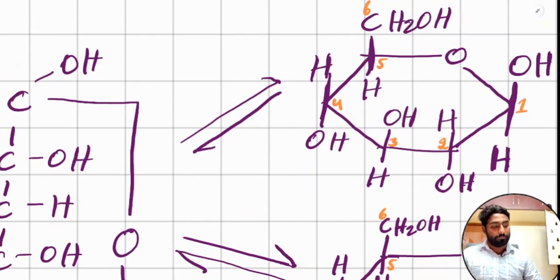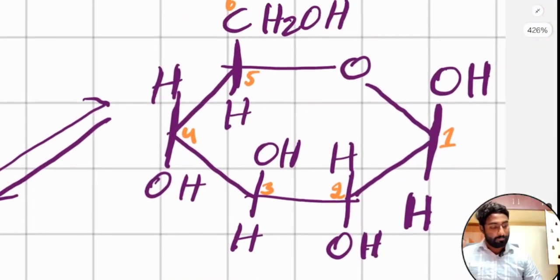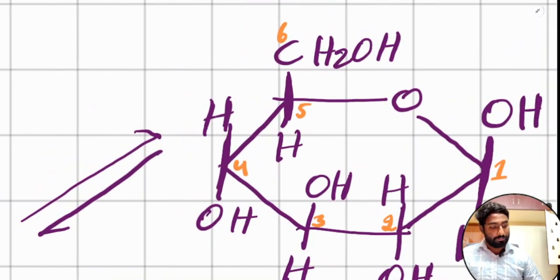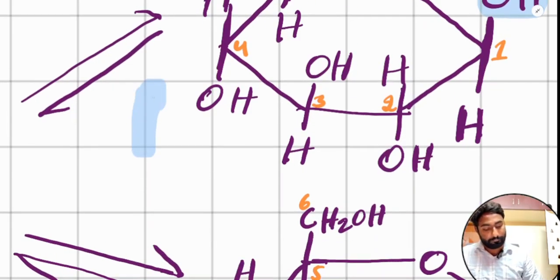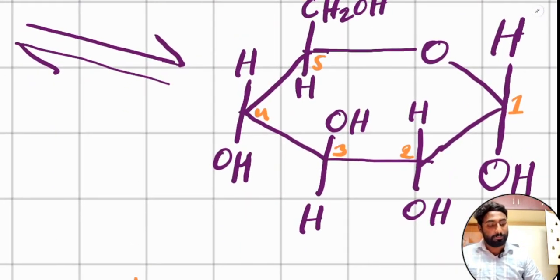I will tell you the mnemonic, students. See the position number 1. It is the anomeric carbon in glucose. It is C1. So in the C1, if the OH group is on the top, it is beta. Okay. If the OH group is on the top, it is beta structure. If the OH group is in the bottom, it is alpha. Okay.